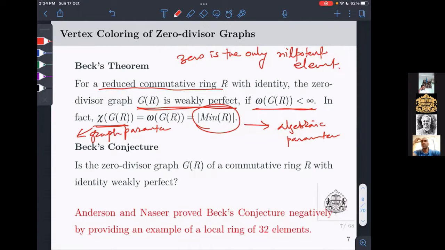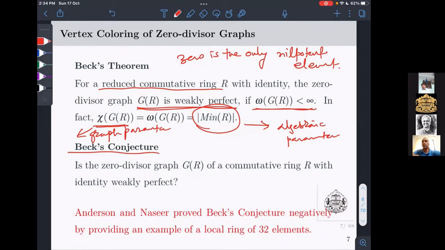So he got two classes. In fact, instead of looking at Zn, he extended the result to principal ideal rings, that is, rings in which every ideal is a principal ideal. In that case also, the zero divisor graph of a principal ideal ring is weakly perfect, that means the clique number is the same as the chromatic number. So he proved that the zero divisor graphs are weakly perfect for two classes. And naturally, he raised the question that is now known as Beck's conjecture: is the zero divisor graph of a commutative ring R with identity weakly perfect or not?